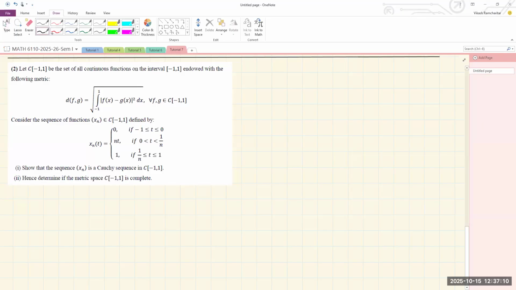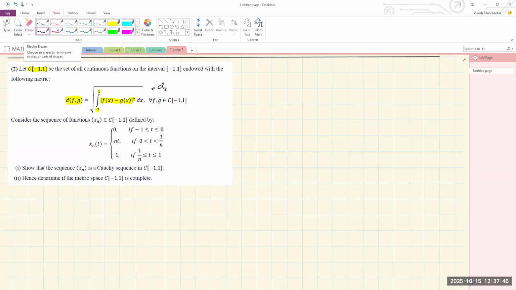Okay, so in this next question, we are given the space of all continuous functions on the closed interval -1, 1 with the following metric. So the distance between any two such functions, we're going to define it to be the square root of the integral from -1 to 1 of the modulus of the difference of these functions squared. Okay, so this is sometimes called the d2 metric.